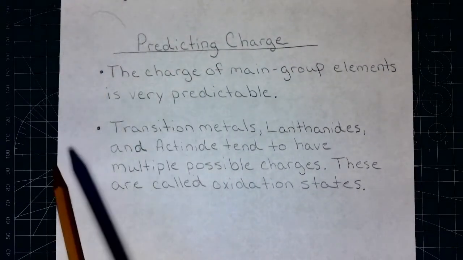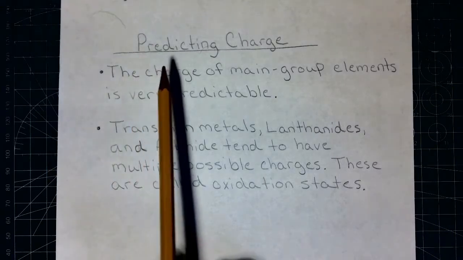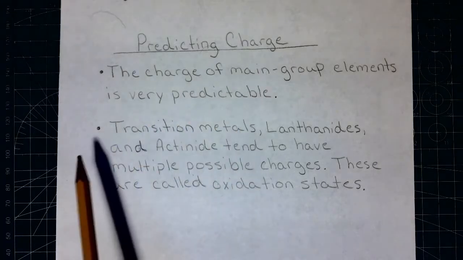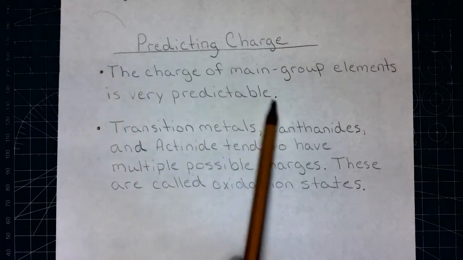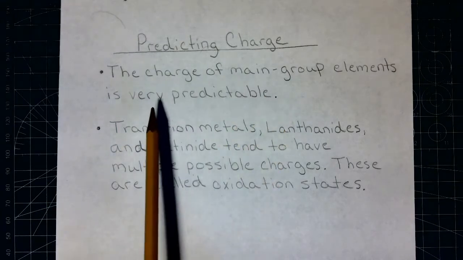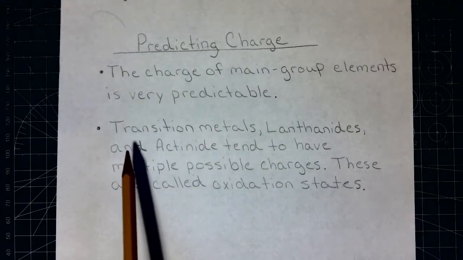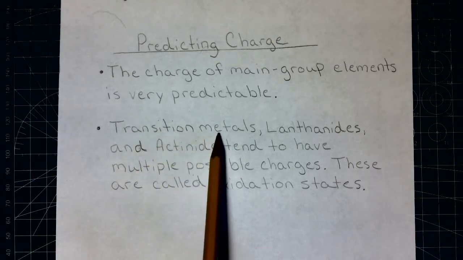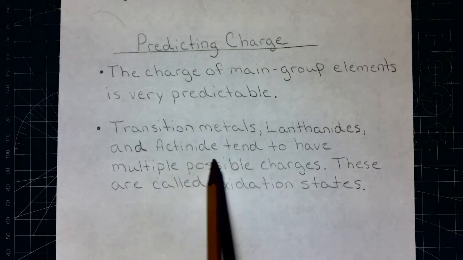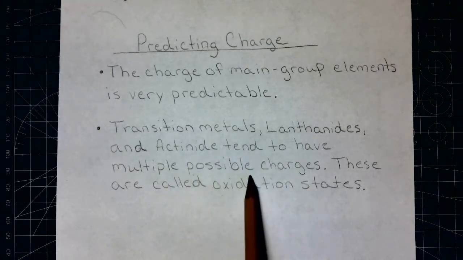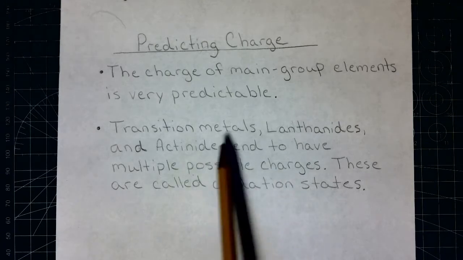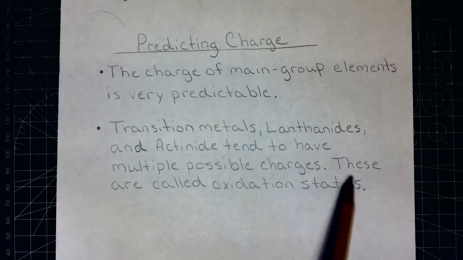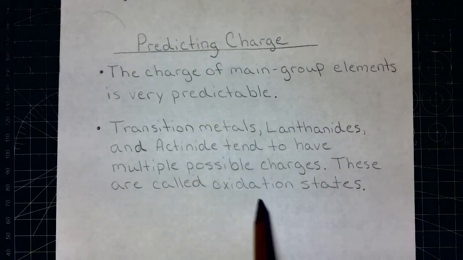Now, what we want to be able to do is predict charges. We want to predict what the charge is going to be on any given atom. For the main group elements, it's pretty straightforward; it's very predictable what those charges are. But, and this is where some of the problems can get tricky, transition metals, the lanthanides and the actinides tend to have multiple possibilities for their charges. So you could have copper +2, you could have copper +3. Things start to get a little bit more complicated. These different charge states are what they call oxidation states.